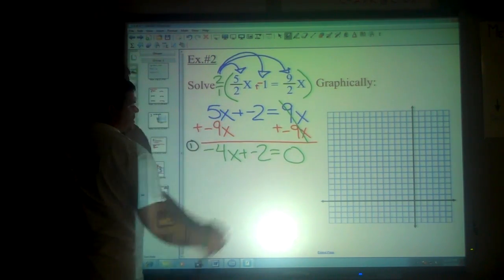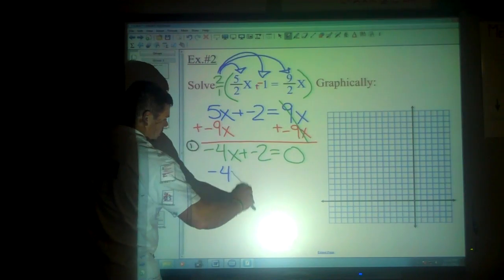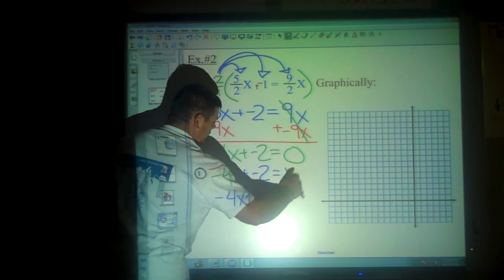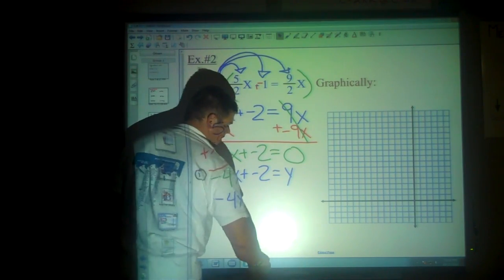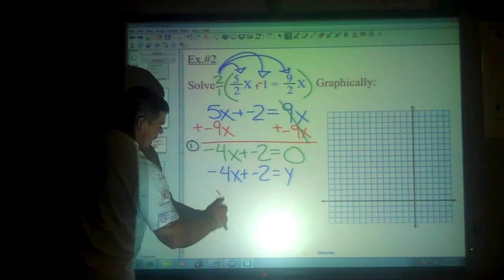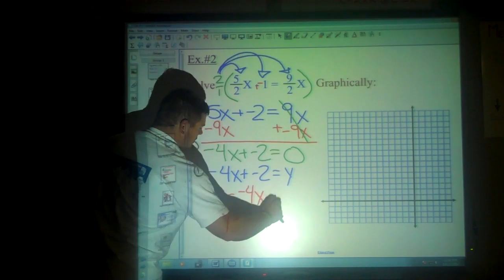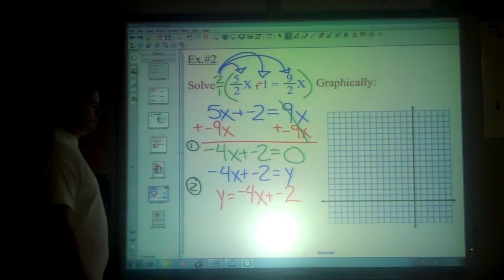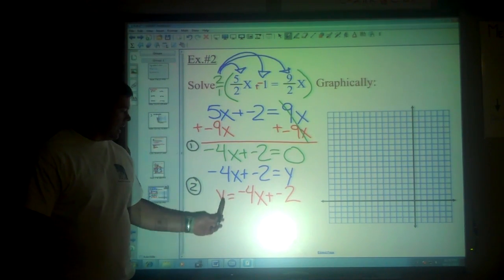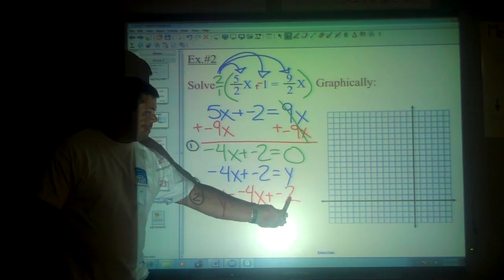Step number 2 says replace the 0 with the letter y, which, because of the way we've written it with the y on the other side, sometimes people think is different. I'm just going to reverse it around and say y equals negative 4x plus negative 2. That is step number 2. I've replaced the 0 with the y. And I have y equals mx plus b.